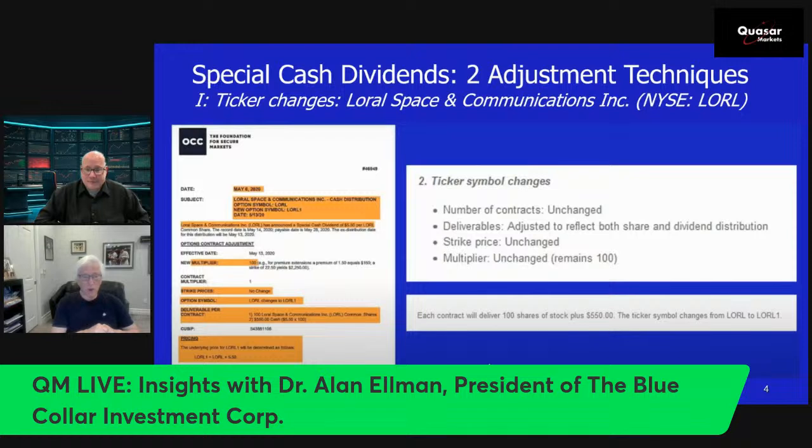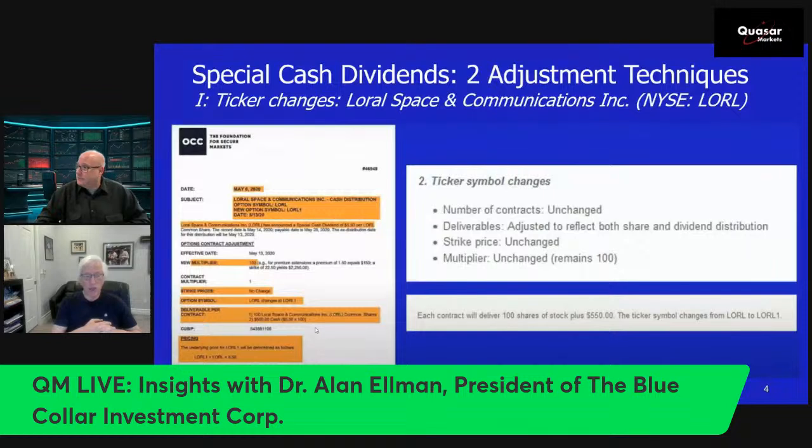So in the next one, if we can move on to the next slide, is Laurel Space and Communications Inc., listed on the New York Stock Exchange under the ticker symbol LORL. Now, in this case, once again, the OCC screenshot that I pulled up from their website gives you all the information on how that was managed. And in this particular case, it was a very robust $5.50 per share dividend. Wow. But in this case, the ticker symbol did change.